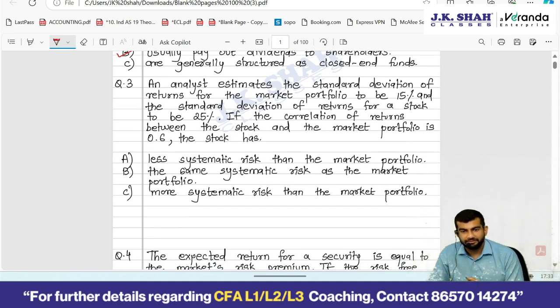First two questions clear. Third, an analyst estimates the standard deviation of returns for the market portfolio to be 15% and the standard deviation of returns for a stock to be 25%. If the correlation of returns between the stock and the market portfolio is 0.6, the stock has. Now see the options. They are asking you about systematic risk. Less systematic risk than the market portfolio, same systematic risk as the market portfolio, more systematic risk. So I would love it if you try it first, then I'll discuss.